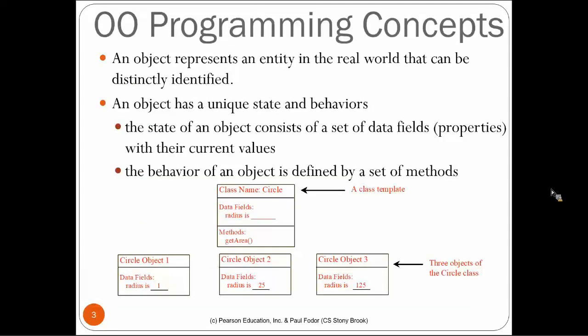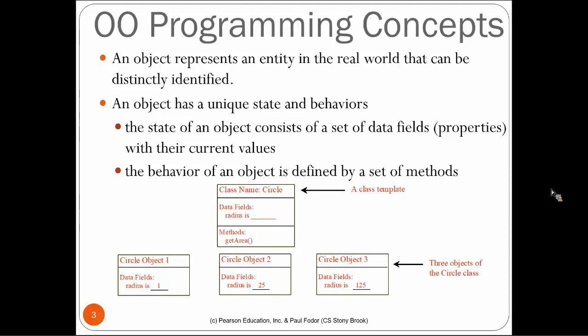In the real world, an object is an entity that can be distinctly identified and has properties. Like if we take, for instance, a phone, it has a set of properties. What's the memory size? What's the speed of the CPU? What's the battery size? What type of inputs it has, outputs, and so on. So an object has a unique state and has a behavior.